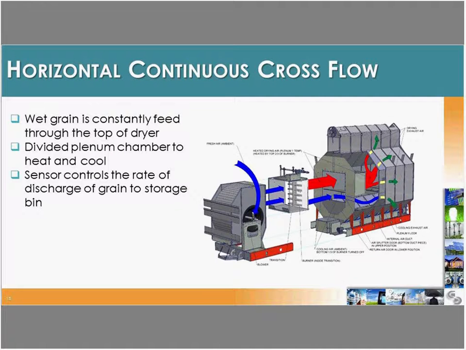So moving into that horizontal continuous cross flow, again, the wet grain constantly feeds to the top of that dryer and is dried and cooled. Dry grain is drawn off that bottom and placed into storage. Real similar to that column batch dryer, but again, it has that divided plenum chamber. The hot air is pushed into the top chamber and unheated air is pushed into the lower chamber for cooling. A sensor then controls the discharge rate of the grain.